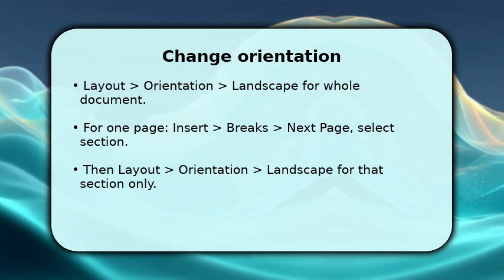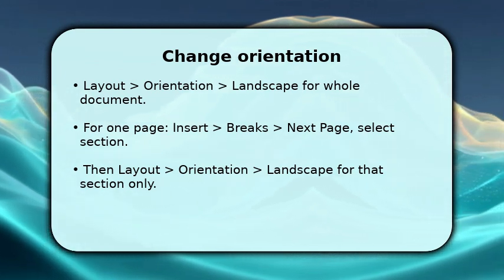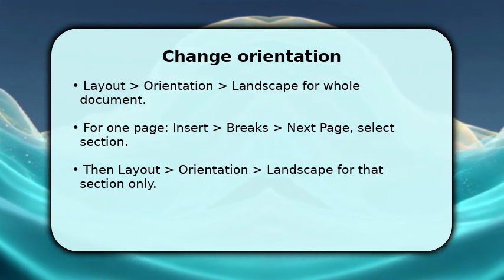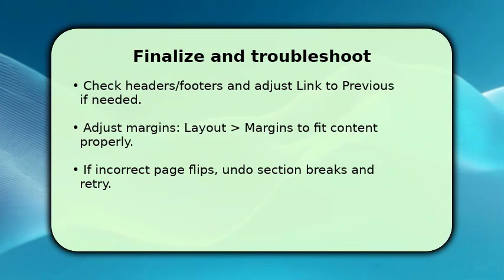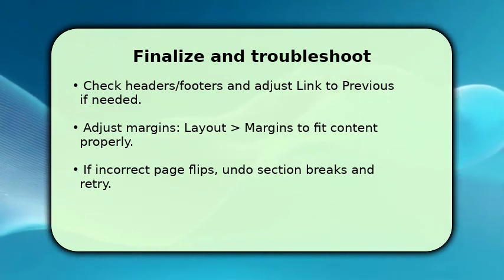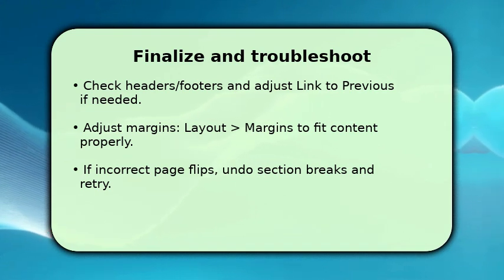Make sure headers, footers, and margins match what you expect, because sections can inherit different formatting if not handled. You finish by reviewing layout details. Inspect headers and footers and disable link to previous where you want different content. Then adjust margins via Layout Margins so text and images sit correctly in the horizontal space.